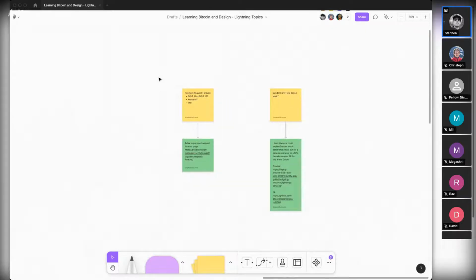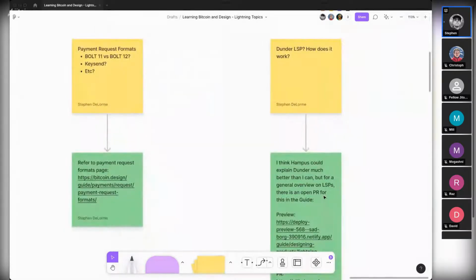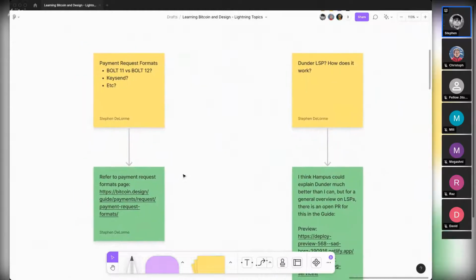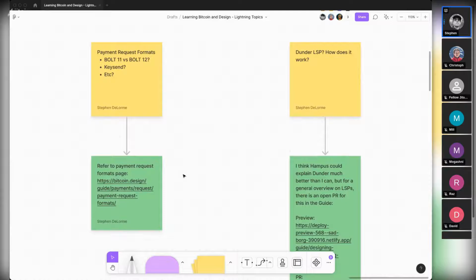So I'll go ahead and say, yeah, we've got probably about 20 minutes left here, and I don't know that we're gonna have time to get into all of this. You asked about how Dunder LSP works, Millie. Hampus would be the better person to ask about that, because I think he built it, right?